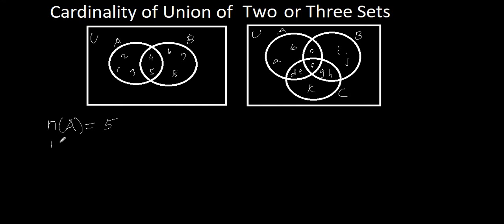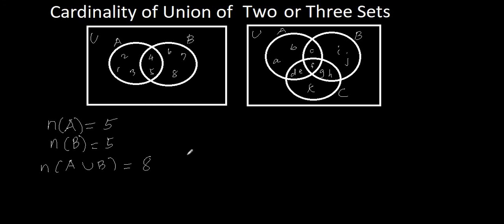What about the cardinality of set B? Let's count the elements: 1, 2, 3, 4, 5. There are also 5 elements. Now this time, let's determine the cardinality of A union B. A union B refers to the elements that belong to A or B. Everything inside the circles A and B are elements of the union. So let's count all the elements in these three regions, S sub 1, S sub 2, and S sub 3: 1, 2, 3, 4, 5, 6, 7, 8.